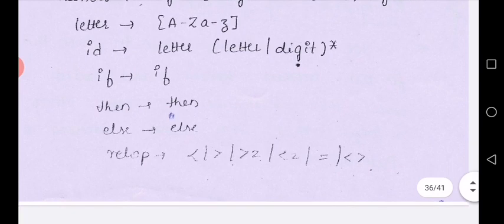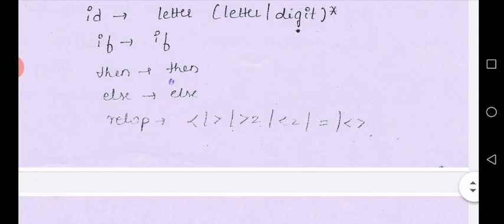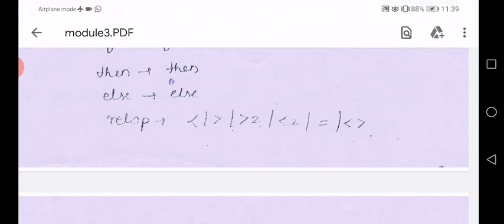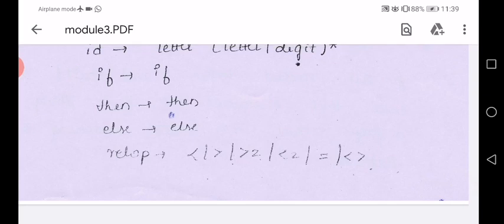Then whenever you have if, it will be considered as if itself. Whenever we have then, it will be considered as then itself. Else means else itself. So these are the keywords. Remember, these are the keywords. Then relational operators, I told you, right? Relational operator, n greater than 1. That was my example, if n greater than 1. So greater than symbol, less than symbol, greater than or equal to, less than or equal to, then not equal to. These are the different symbols we may use in our statements.